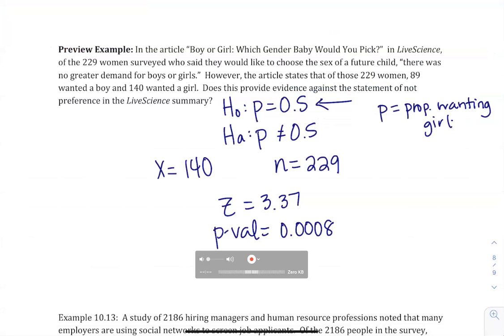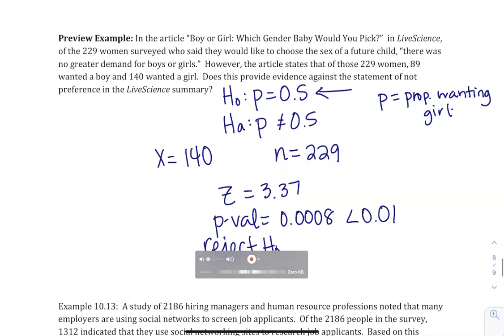So I think life science might have not quite realized what was going on with this problem. That here, the p-value is 0.0008. That is less than even the smallest alpha that we would use. So we should reject the null. And remember, the null said that there was no difference. The null said, hey, it's 50-50. But we just found enough evidence to say, actually, it's a little higher than 50-50. So we're going to reject the null and say that there is sufficient evidence to suggest a preference on baby's gender.